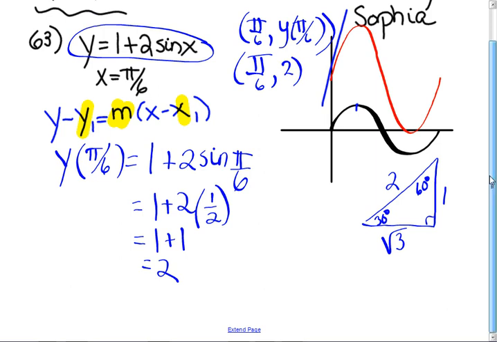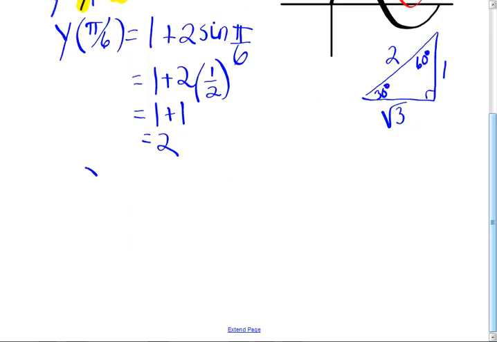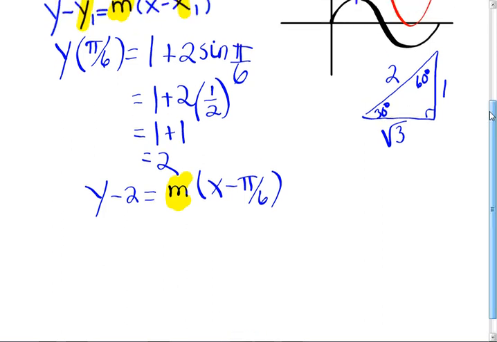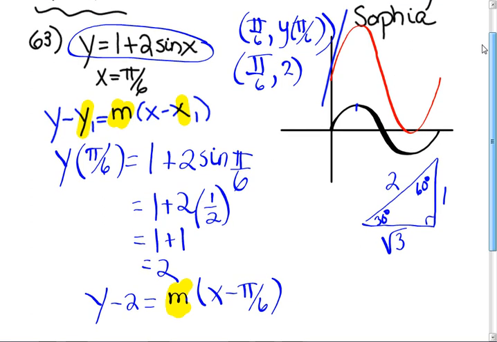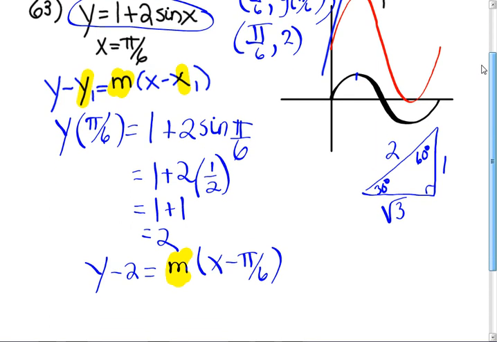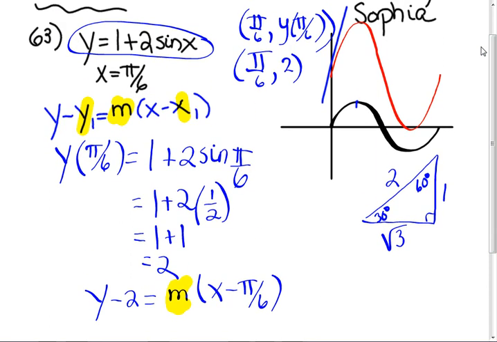So now I've got y minus 2 equals my slope, and it's x minus pi over 6. I'm almost done. I just need to find the slope. How do we find the slope? How do you find the slope? We're not going to use a calculator. Take the derivative, because the slope is the derivative. So m is equal to the derivative with respect to x of y, which is the derivative of 1 plus 2 sine of x.